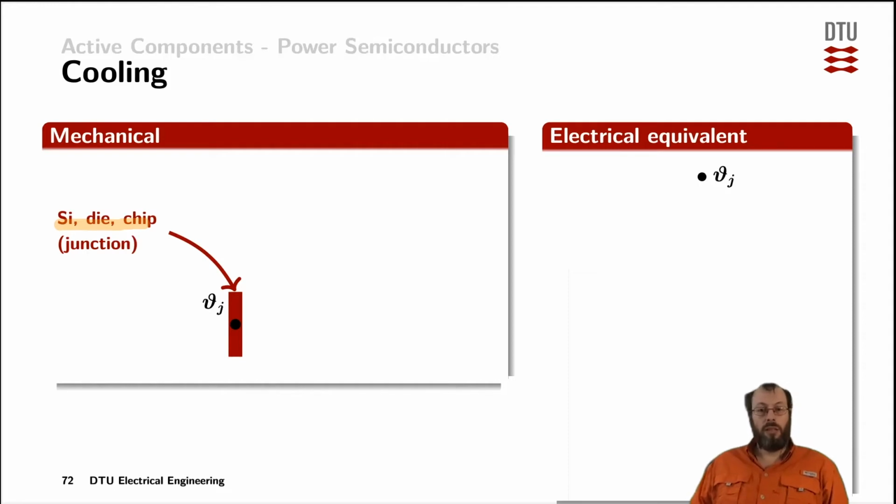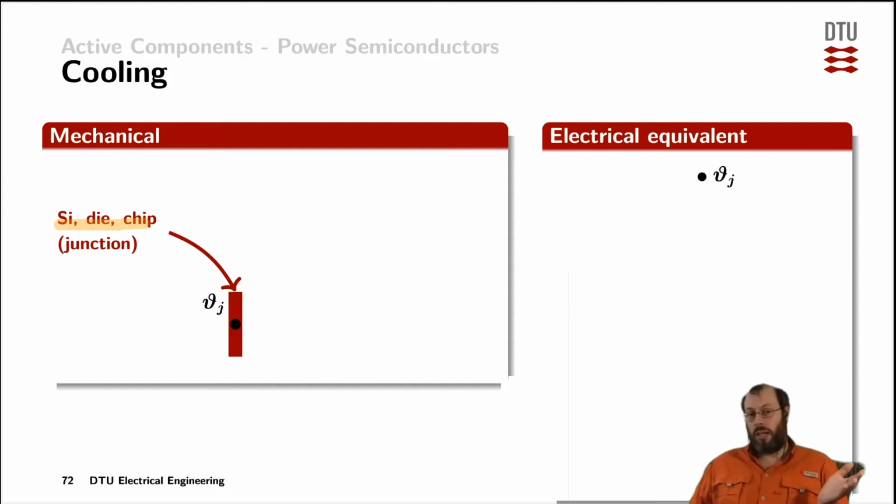Now, for modeling the thermal effects in the mechanical domain, we can define the temperature of that piece of semiconductor as a so-called junction. I'm using the Greek variable theta for representing the temperature here. Other people might use the uppercase T, but I have reserved the uppercase T already for the period of a repeating signal. So for temperature, I'm using theta.